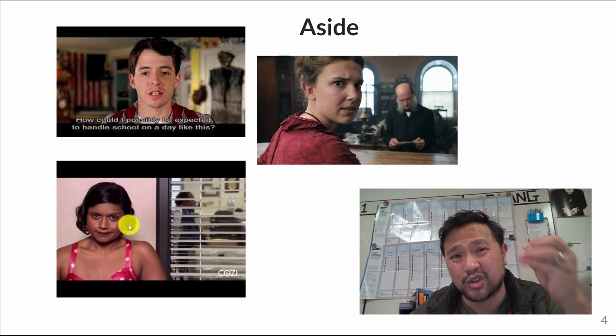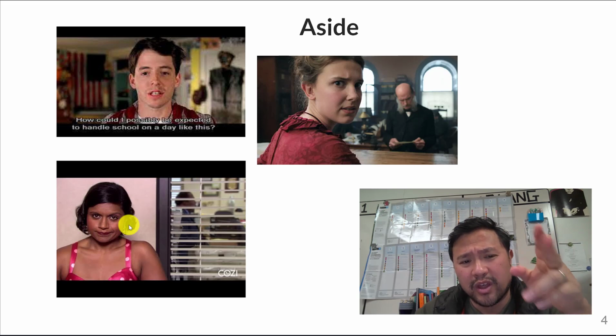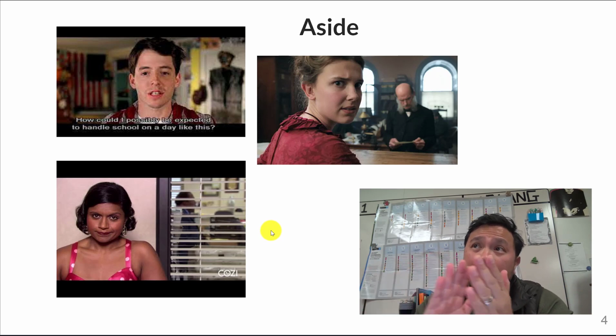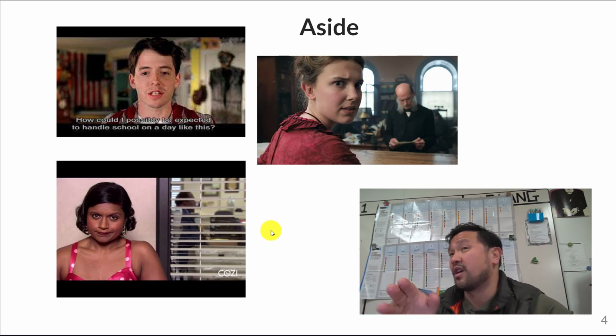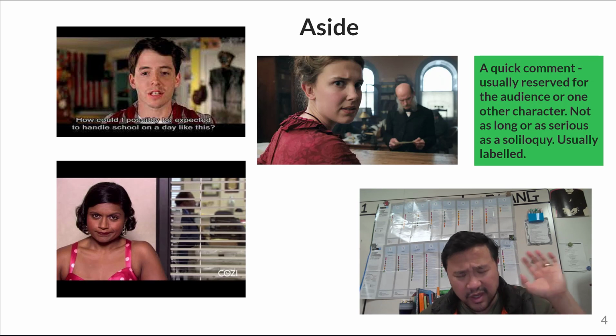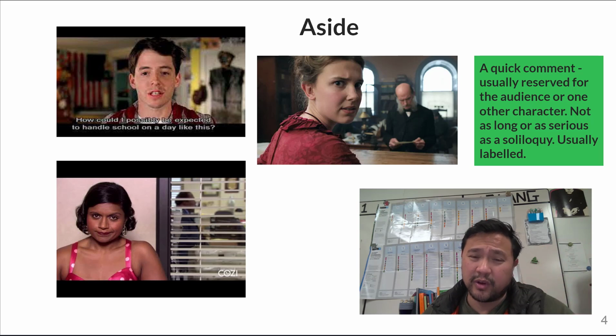Those are asides. They're short. They're not big monologues. They know that they're talking to the audience. And sometimes asides can be directed towards another character, where they're whispering on stage really loudly so the audience can hear and the other character can hear, but nobody else on the stage is acting like they can hear. So it's a quick comment, usually reserved for the audience or one other character, and it's not as long or serious as a soliloquy, and it's usually labeled in the actual script.